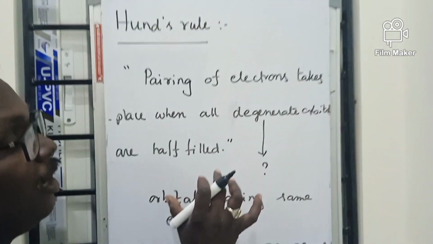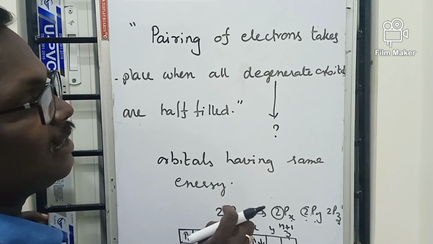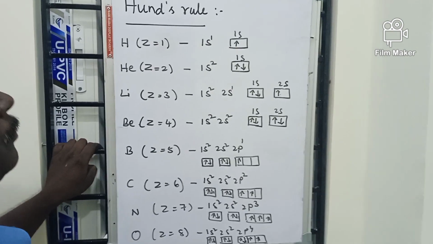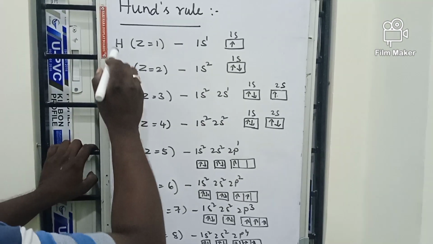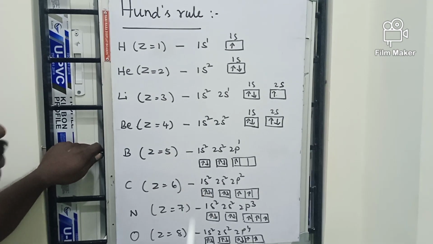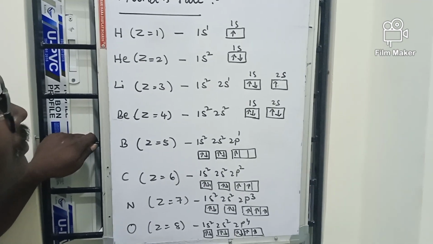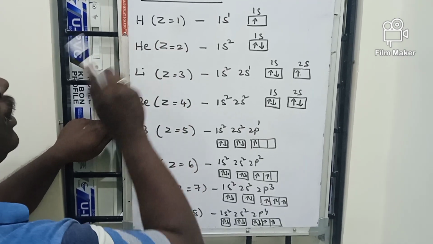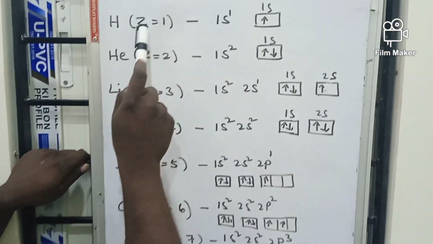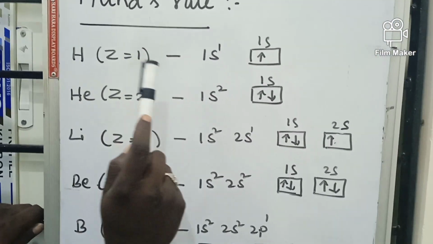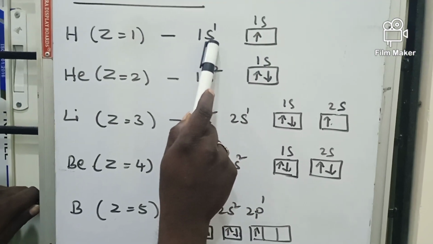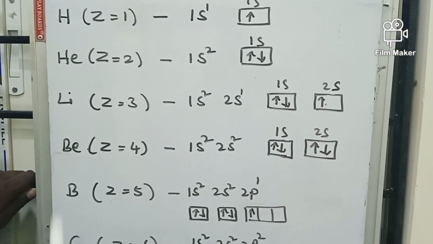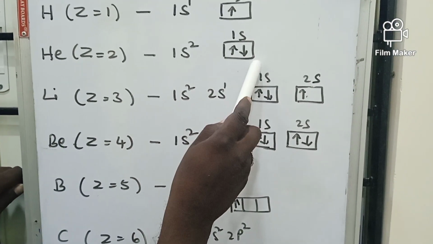Let us see how the electronic configuration of elements is done by taking a few examples using Hund's rule. According to Hund's rule, let us discuss how electrons fill the atomic orbitals. First, Z equal to 1 with hydrogen. Z means atomic number. Hydrogen has only one electron. It is filled in the 1s orbital, 1s1. Diagrammatically you can represent it like that. And helium, 1s2.